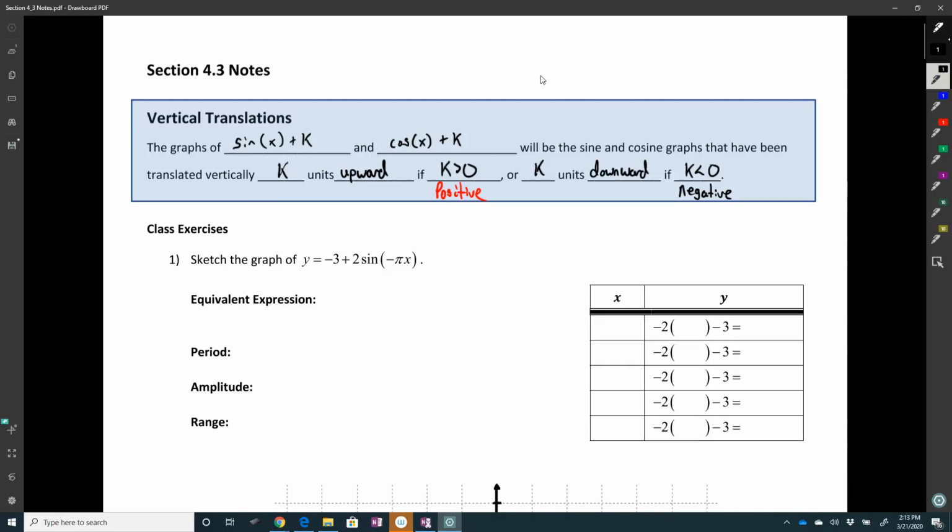All right, so that's basically it. Let's look at our first example. It says, sketch the graph of y equals negative 3 plus 2 sine negative pi x. So our first task here is to write the equivalent expression. I'm going to put the sine first. And then notice that this is odd, and when it's odd, that negative sign can move to the outside. So this becomes negative 2 sine of pi x. And then we have the minus 3 after the fact.